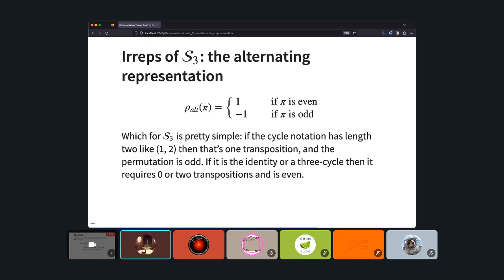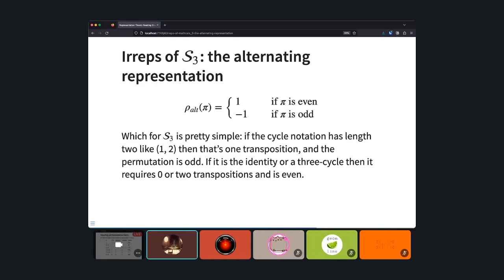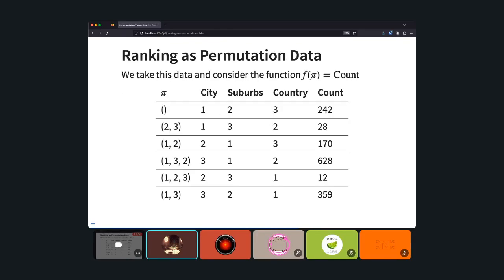At this point you might be thinking, wait, this is a weird thing to look at for ranking data, because doesn't this depend on the cycle length, and on what we chose to represent as city, suburbs, country, 1, 2, 3? Which permutation is which really depends on that; it would change if it was suburb, city, country, or country, suburb, city, or whatever it would be.